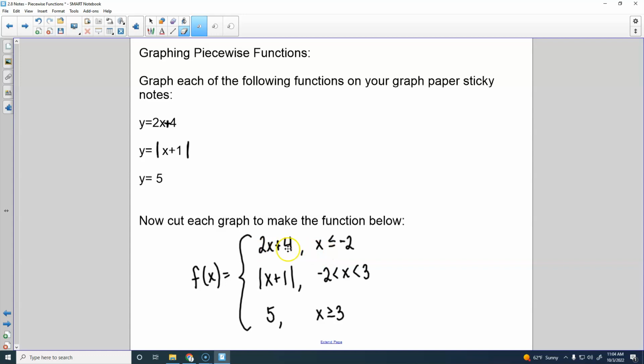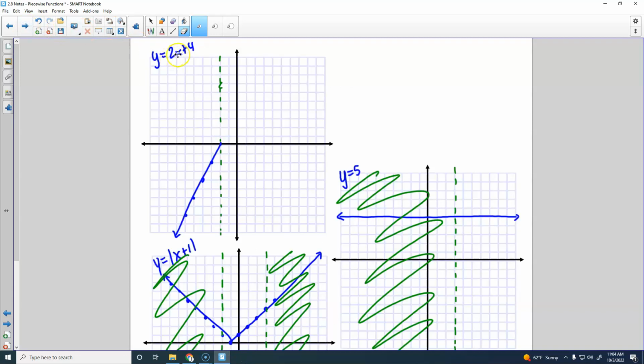Now, this 2x plus 4 was supposed to be used when x was less than or equal to negative 2. So, for this 2x plus 4 piece, I'm using this piece when I'm at negative 2 or below. So I'm going to put a closed circle right there on this piece of the graph. Then you should have a V that looks like this. Okay?